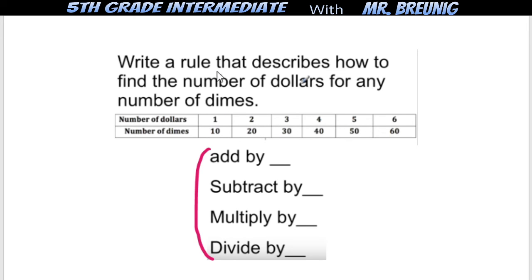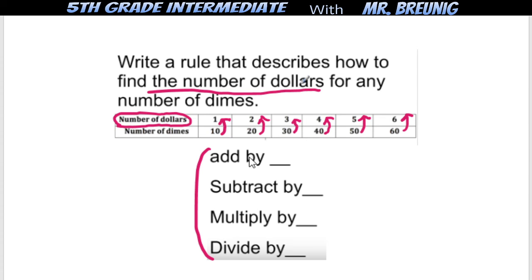So write a rule that describes how to find the number of dollars for any number of dimes. Well, what am I asked? I'm asked how to find the number of dollars. So I'm going to circle the dollars up here because this is what I actually have to find for any number of dimes. So if they give me dimes, how do I find the number of dollars? I'm going to draw arrows showing where I need to go, from 40 to 4, from 50 to 5, from 60 to 6. How do I get from the bottom number to the top number?